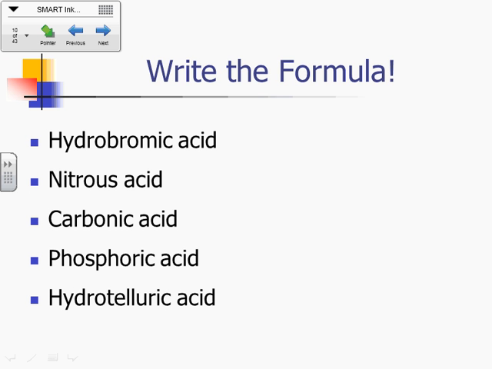Now we need to write the formulas. Well, we already did hydrobromic too, didn't we? HBr. Sorry, there's some repeats here. Nitrous, HNO2. Carbonic, we also, good grief, need to figure out some different acids here. Okay, here we go. Phosphoric.